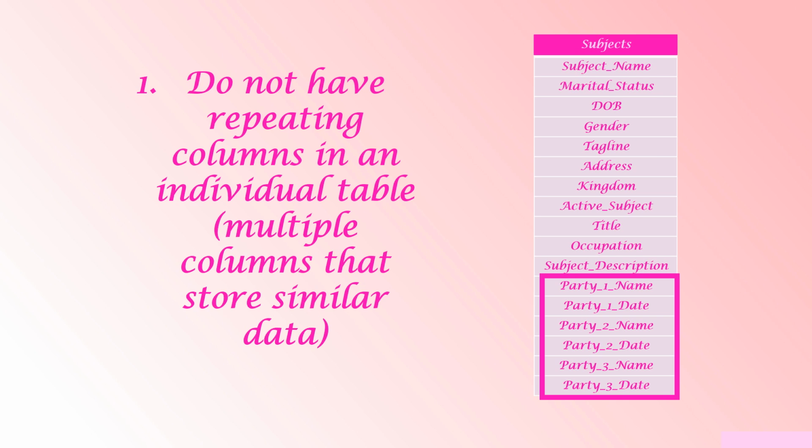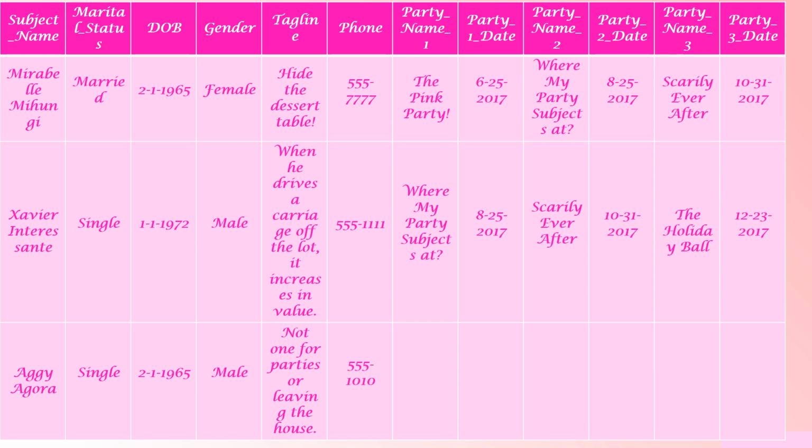Norma wasn't following normalization rule number 1. She had several columns that had repeating columns in a single table. So even though the column names were slightly different, she was storing parties that the subjects attended in multiple columns in the same table. So she had party 1 name, party 2 name, party 3 name, and the corresponding dates. Let's take a look at what a sample result set pulled from this table would look like. Take a moment to look over the data returned and see if anything stands out.